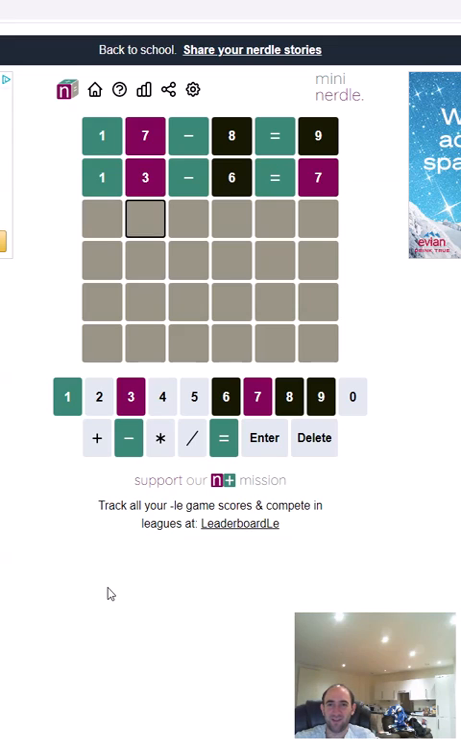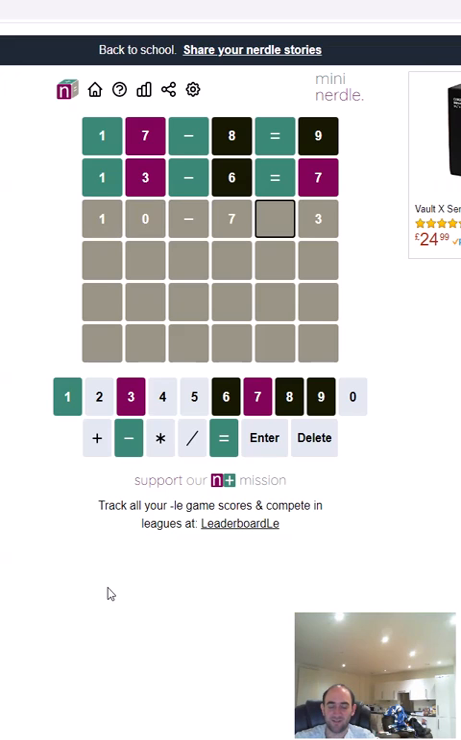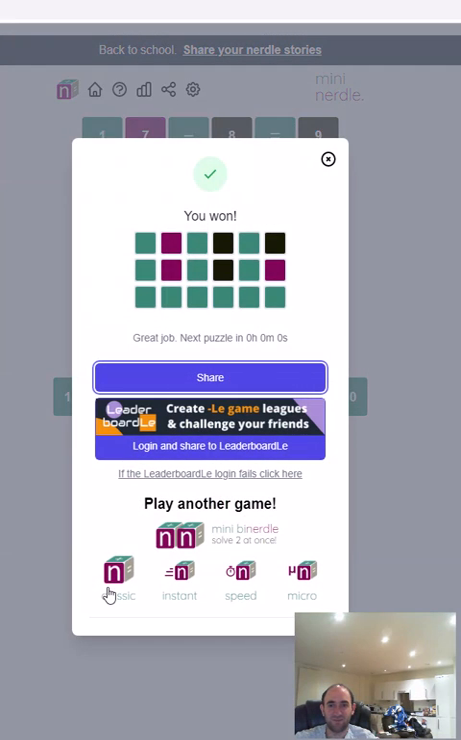Right, so we know everything now. So the 7 is going to have to go there, which means the 3 has to go there. So it's got to be 10 minus 7 equals 3. And there we go.